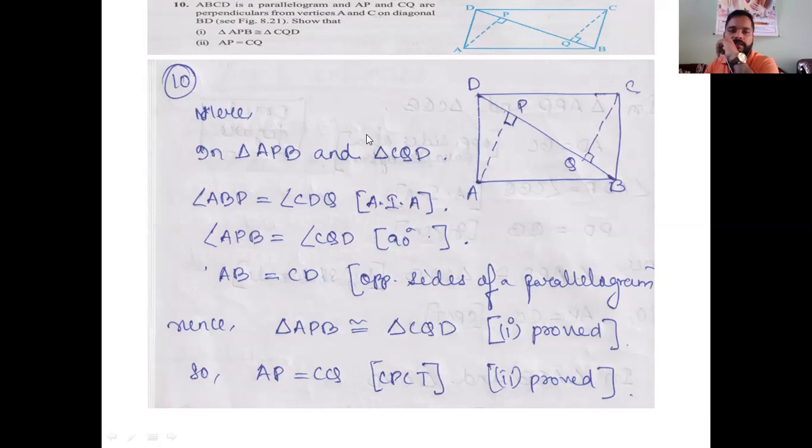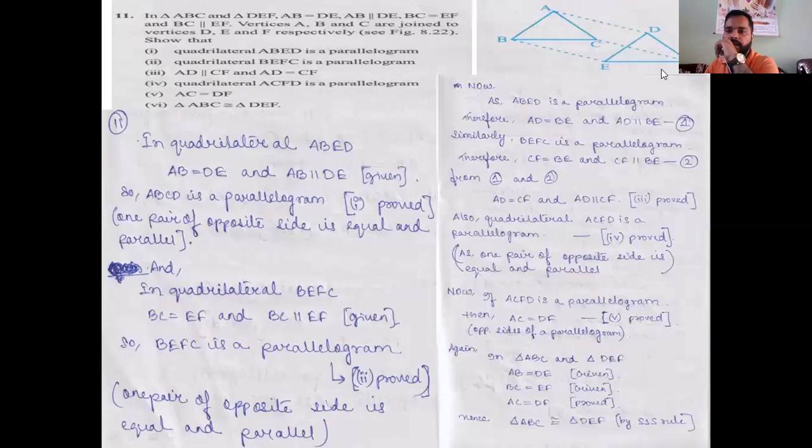Next, number 11. Here you see in this question, in triangle ABC and triangle DEF, AB is equal to DE and AB is parallel to DE. If you recall the theorem, if one pair of opposite sides is equal and parallel, then the quadrilateral will be a parallelogram. We will use that theorem here. Therefore, I thought to remind you.